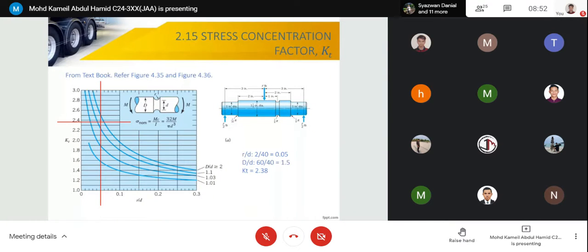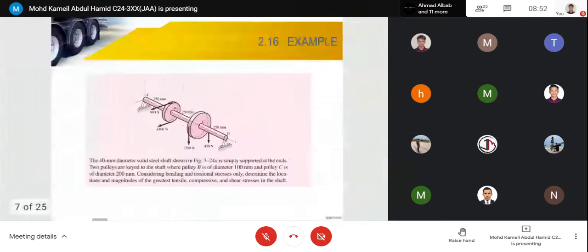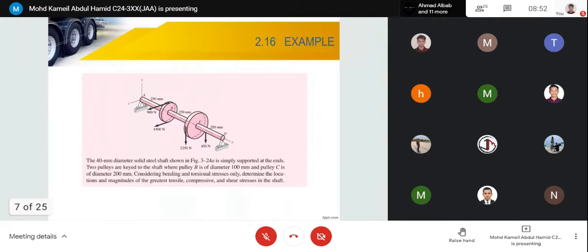Okay, if you don't get your D over d exactly, so you need to assume the best possible location for that. Capital D over small d. So that is for stress concentration. Then this is another exercise. Okay, another example.